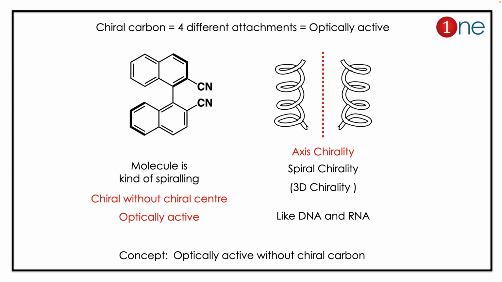Here the concept you have to learn is that compounds can be optically active without any chiral carbon. Here the chiral axis and spiraling decide the chirality.